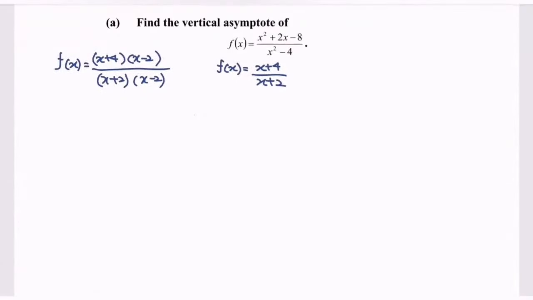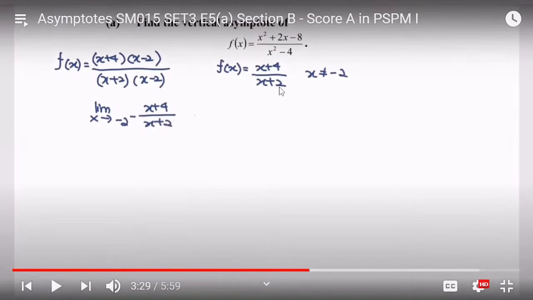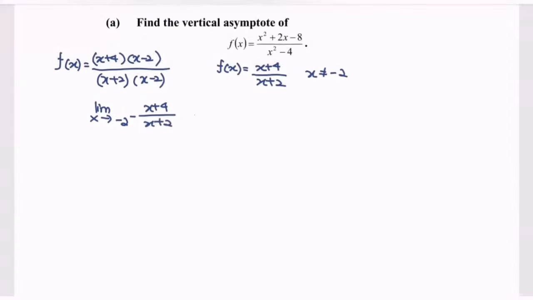So kindly observe the situation where the value of x cannot be equals to negative 2. So limits when x approaching negative 2 from the left for the function x plus 4 over x plus 2. So nampak tak? Kalau berdasarkan ini pun sama, iaitu x cannot be equals to negative 2. Okay? So ini adalah you punya vertical asymptote. Same goes to the right. So limits when x approaching negative 2 from the right for the function x plus 4 over x plus 2.